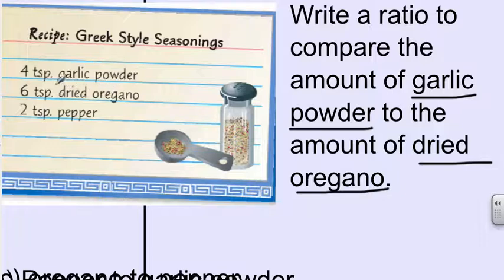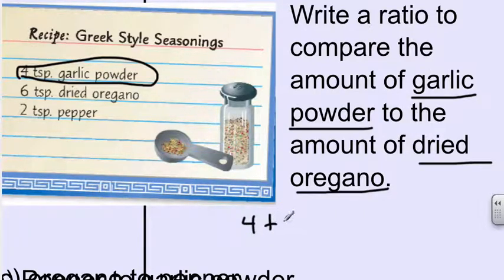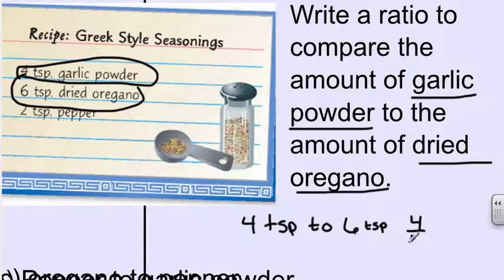So I'm going to go over here and I see 4 teaspoons of garlic powder. Garlic powder comes first. So I know that down here I'm going to have 4 teaspoons. And I'm going to compare that to the amount of dried oregano. And if I come back up here, I see that dried oregano is 6 tablespoons. So compare that to 6 tablespoons. Here is my ratio. I'm comparing the two. I'm going to write it as a fraction, 4 tablespoons to 6 tablespoons.